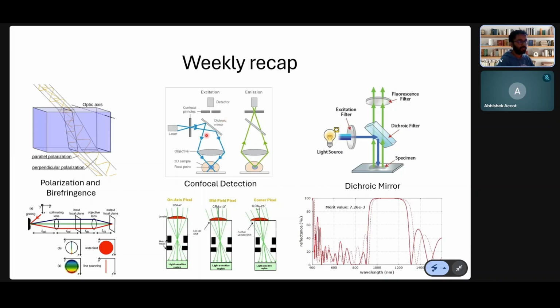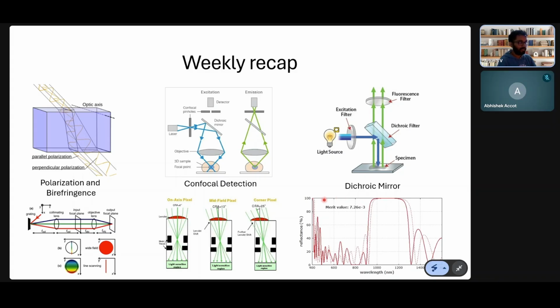We also saw the concept of the dichroic mirror, and I have inserted a schematic of how a dichroic mirror works. A dichroic filter is a special kind of filter that allows light of only a specific wavelength window or bandwidth to pass through it, while it reflects back all the other wavelengths outside that specific bandwidth.